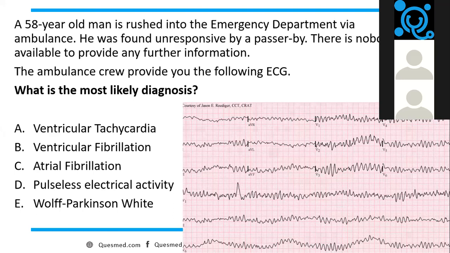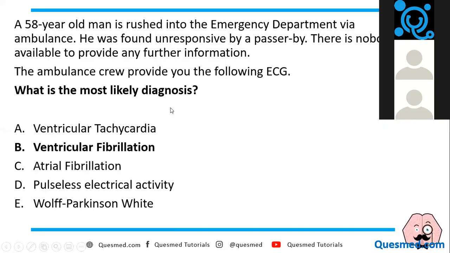Okay, so most people, about 88% of people, have gone for B, which is VF. Bear with me, this is a bit slow. So that's the correct answer. Well done to most of you.